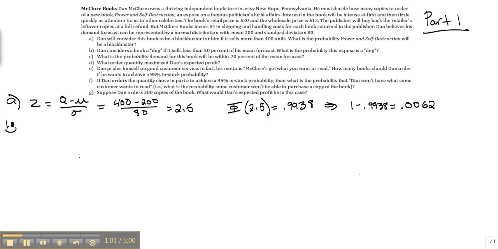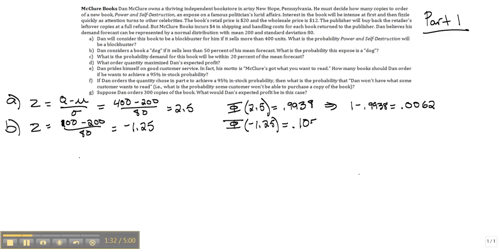0.0062. Part B will use the same formula, except now we're trying to determine the probability that the book will sell fewer than 50% of its mean forecast of 200, which would mean less than 100 copies. So 100 minus 200 all over 80 is equal to negative 1.25. Again, looking that up in the standard normal distribution table, we get a value of 0.1056. So there's a 10.56% chance that fewer than 100 copies will be sold.